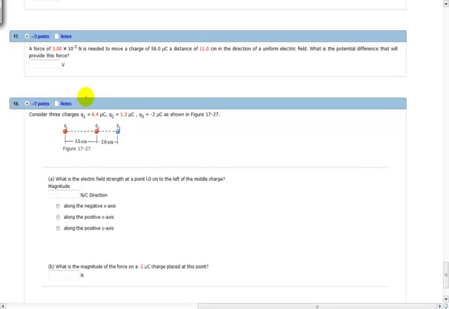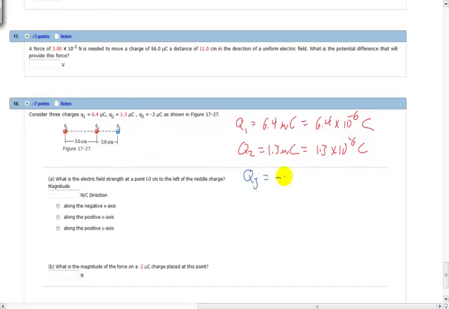We're given that Q1 is positive 6.4 microcoulombs. The Greek letter mu just means 6.4 times 10 to the negative 6. It's millionths of a coulomb. So a lot of electronics, we're using small quantities of charge. Make sure you put that in your calculator properly when you solve. Q2 is 1.3 microcoulombs, so that's 1.3 times 10 to the negative 6 coulombs. And then Q3 is different because it's negative, which means it's an attractive force, is a way to picture it. So it's negative 2 times 10 to the negative 6 coulombs here.